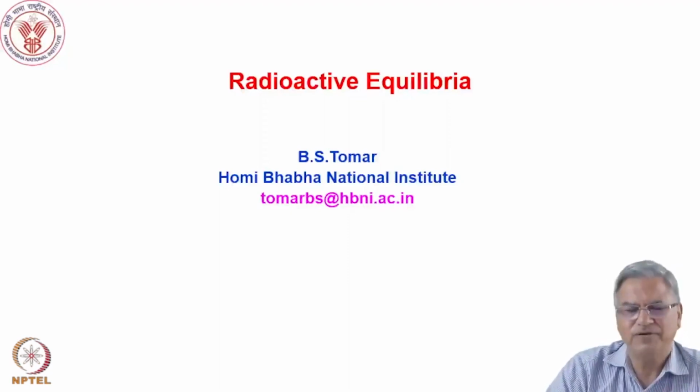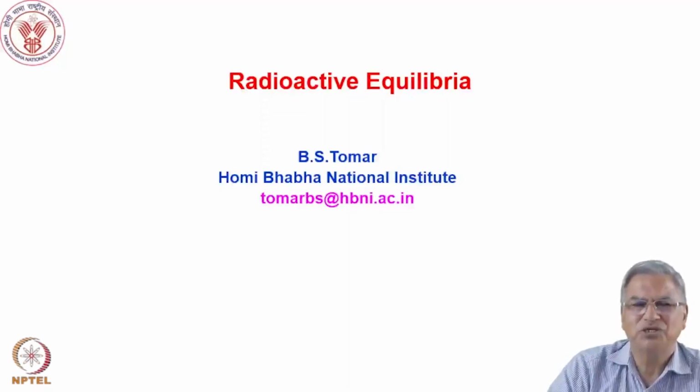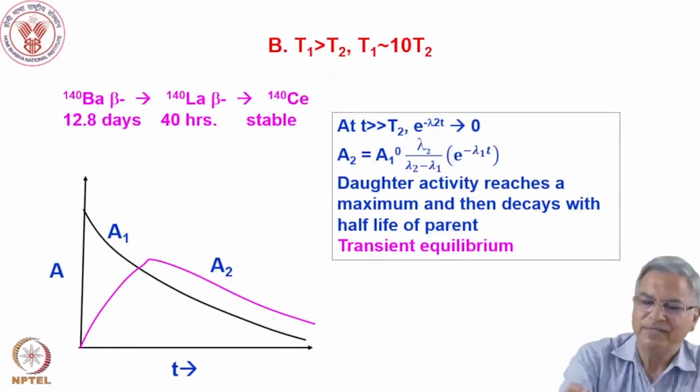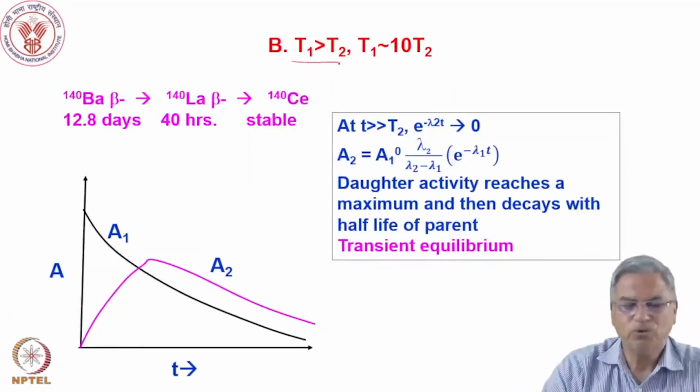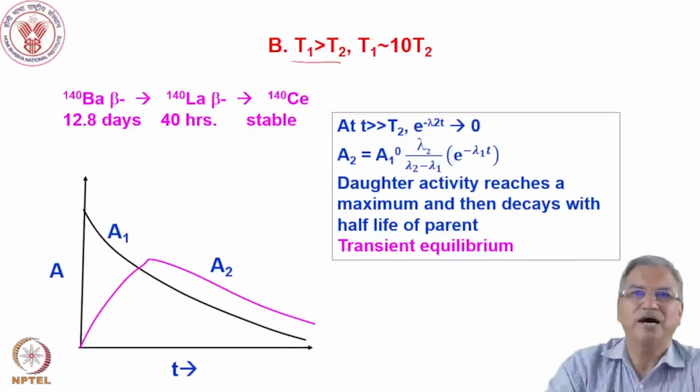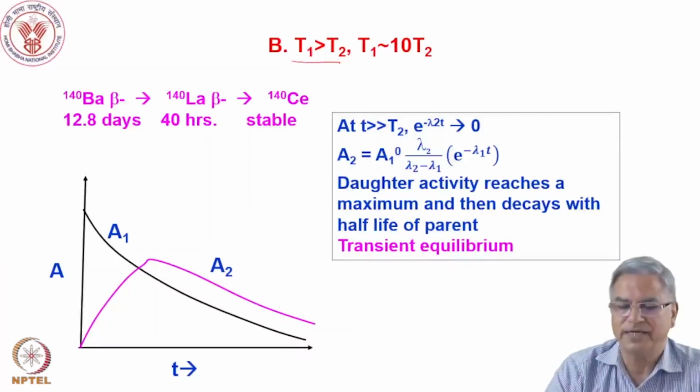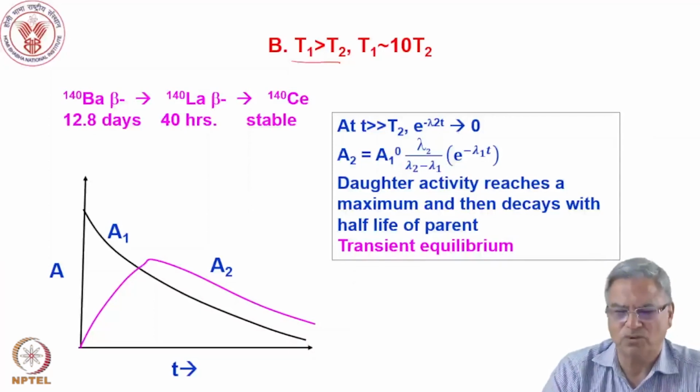Now I will discuss a different situation where the parent is longer-lived than the daughter isotope, and that is where we will call it a radioactive equilibrium. There are two cases of this type. In the first case, the parent has roughly 10 times more half-life than the daughter isotope, and in the other case the parent is much longer lived, maybe 100 times or even more. We will discuss these two cases separately, and they have slightly different implications.